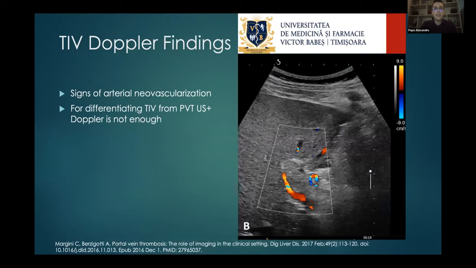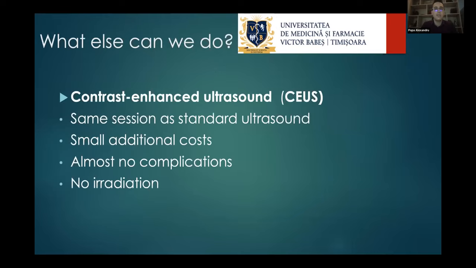We can add more value to the standard ultrasound by using Doppler ultrasound. Using Doppler ultrasound can help us see signs of arterial neovascularization. But for differentiating malignant thrombosis from benign thrombosis, the sensitivity and specificity of these techniques are not good enough. So what can we do?